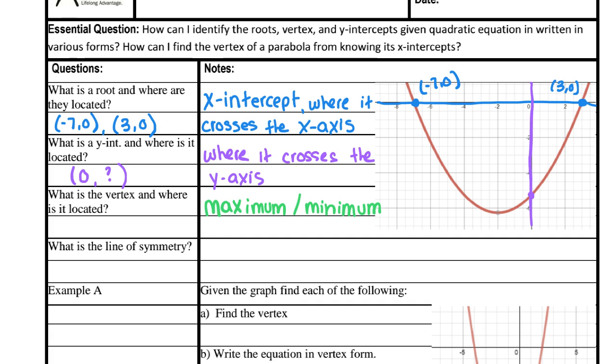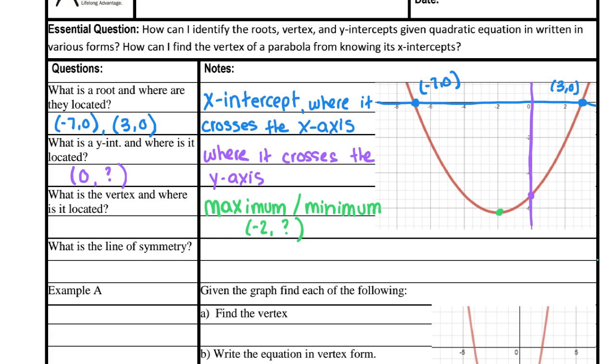What is a vertex and where is it located? The vertex is always the maximum or minimum point, depending on what direction your parabola is going. So it's down here, kind of the tip of that U. Again, we don't really know what that point is, but we can see that the x value is -2, but we don't know what the y value is.